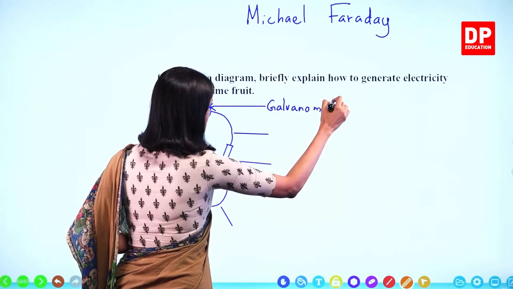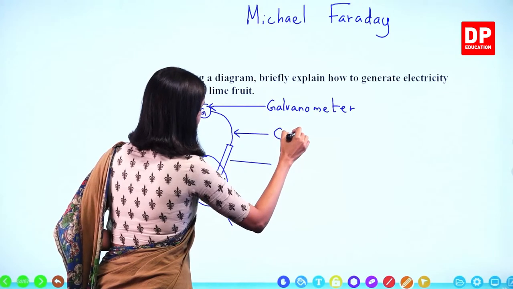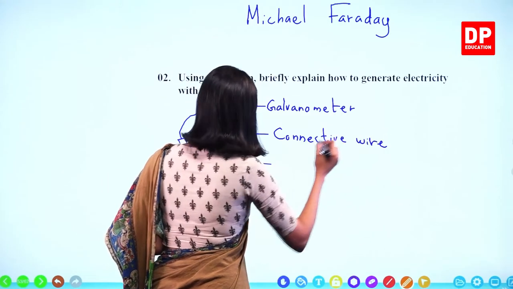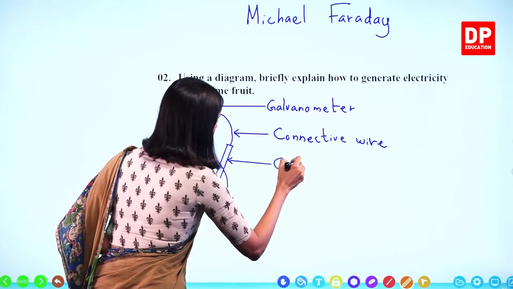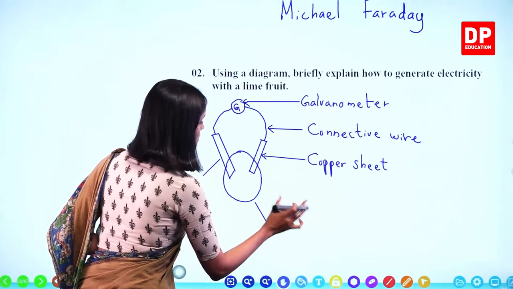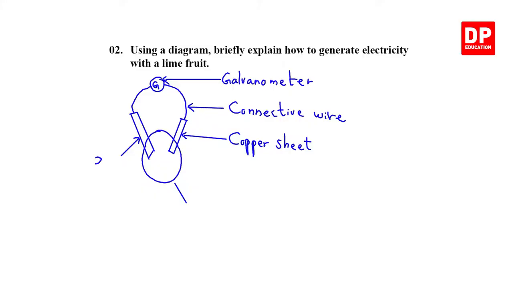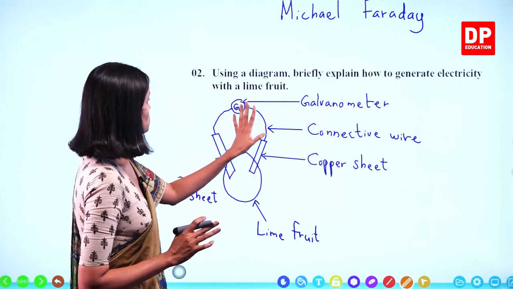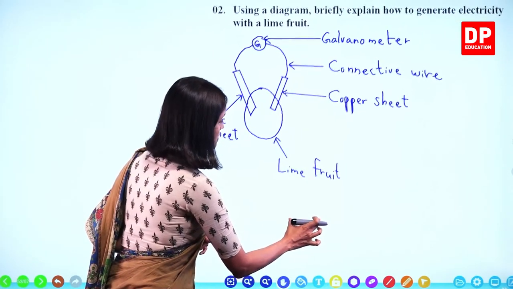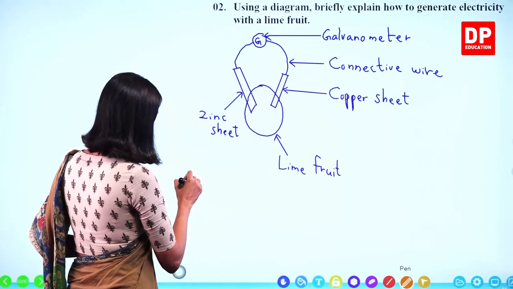Galvanometer, connective wire, copper sheet, zinc sheet, and this is the lime fruit. Okay, children, so this is the diagram for the experiment. So we have to briefly explain this. We'll write the steps.